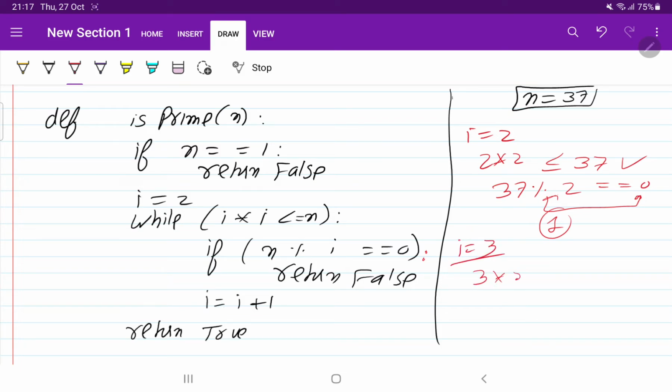Now we will check for 3 into 3. So what we have done, 9 is less than 37. Yes. Then what we will do, we are going to divide 37 % 3. We are going to get value as 1. So 1 is not equal to 0.